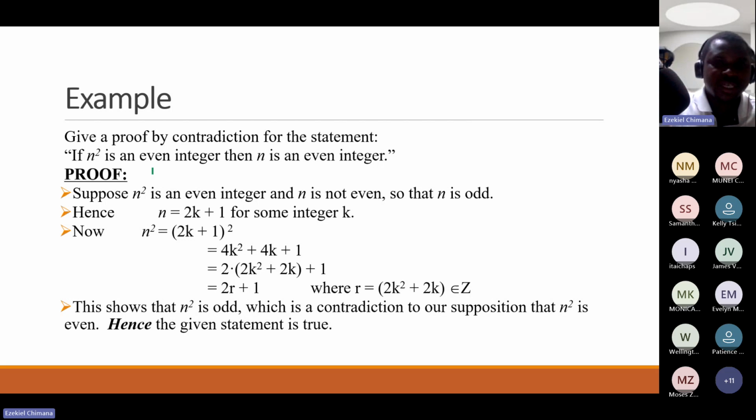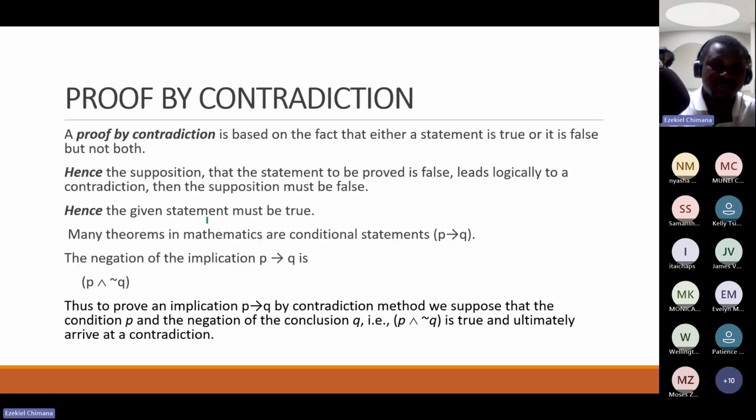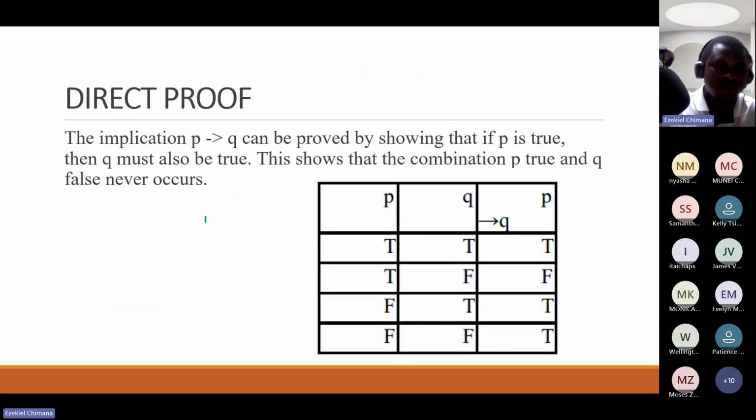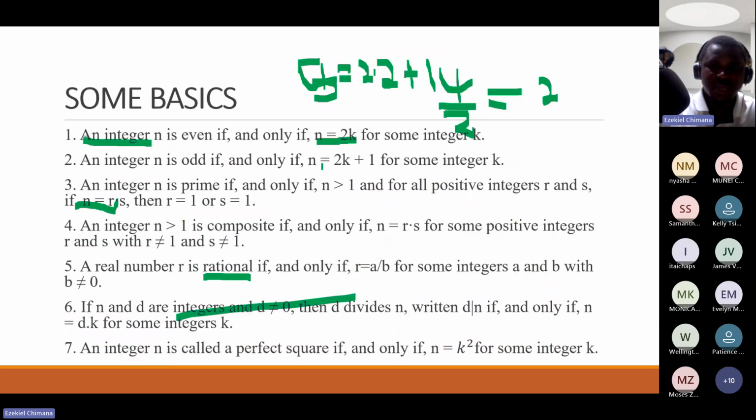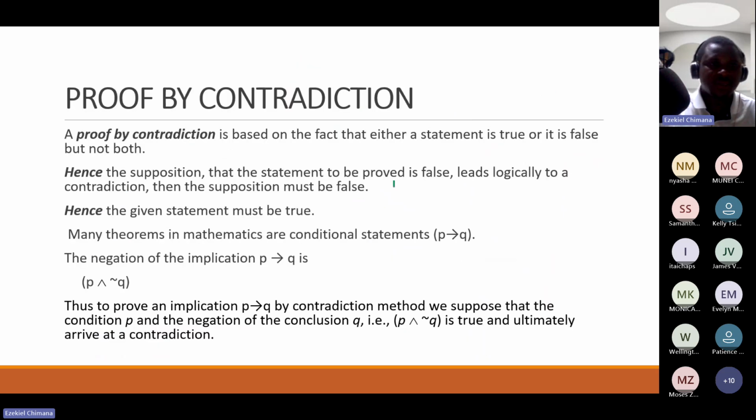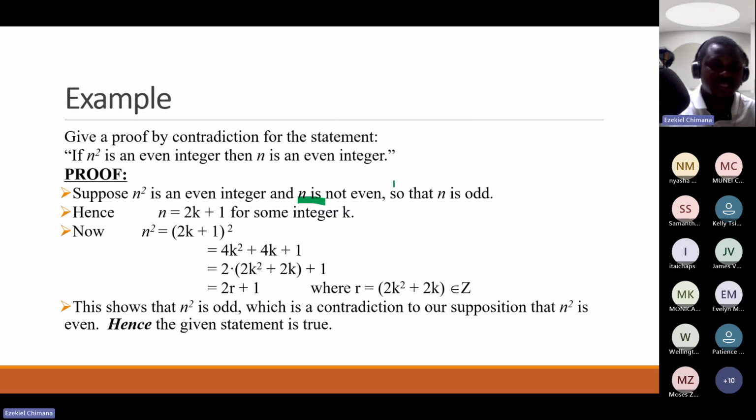So here we are saying n is odd. If n is odd, it means n is in the form of 2k plus 1, from the basics that we have been talking about. If a number is odd, it will be in the form of 2k plus 1, right? So you are saying n squared is even, then n is odd. Then we take n as 2k plus 1. Let's prove this. Is n squared going to be odd, right?